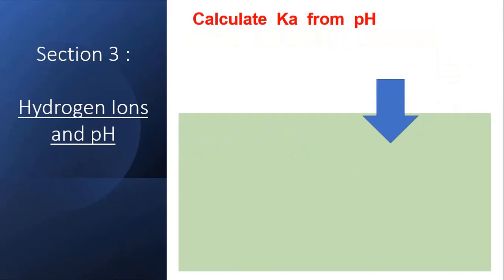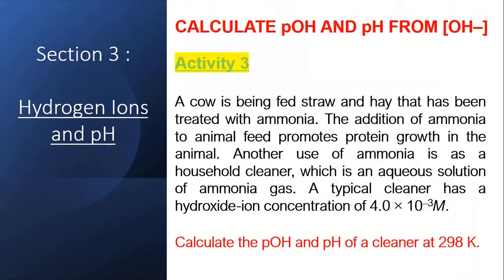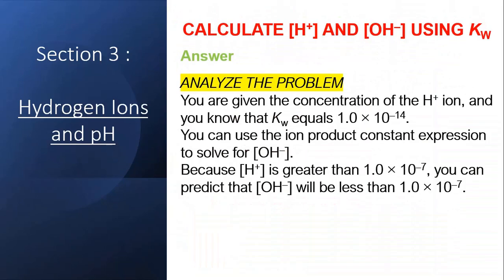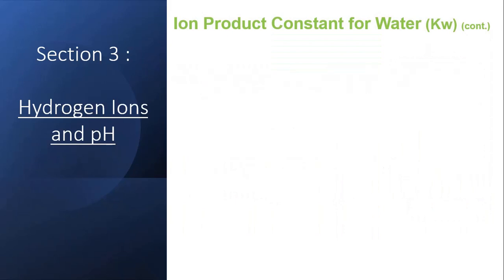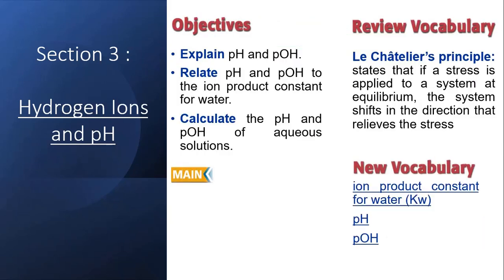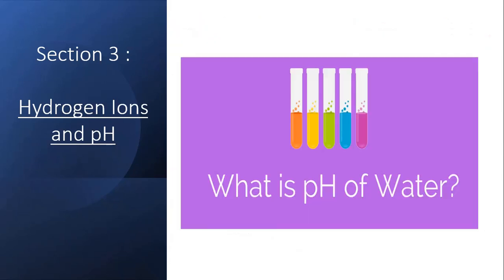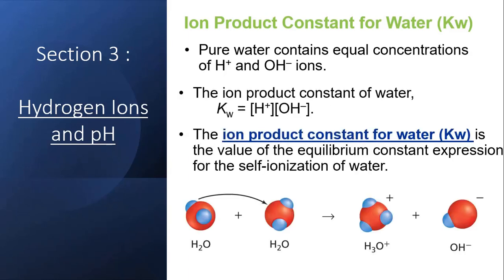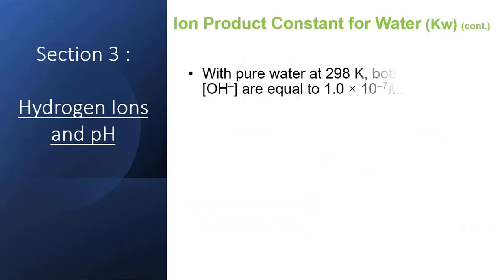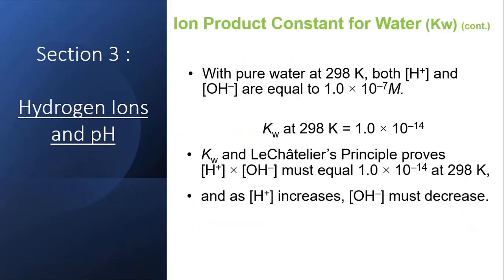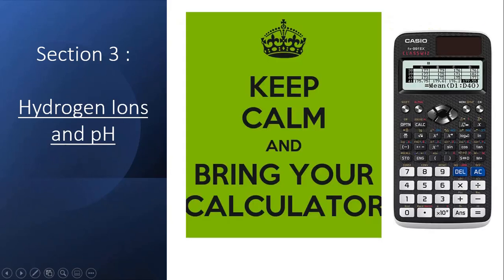Okay, back to the section. Let's go back and revise. What did we cover so far? We had the concept of Kw. We had Kw equals concentration of H positive times concentration of OH negative. We knew that the Kw should be 10 to the power negative 14.